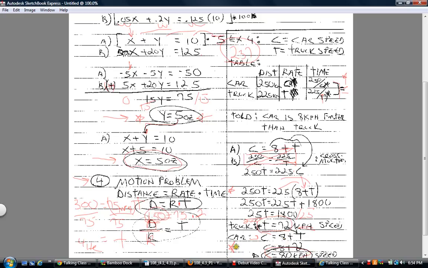Okay, there'll be a problem like that and a problem like the mixture problem and a couple of easy ones in there with distance to help you out.